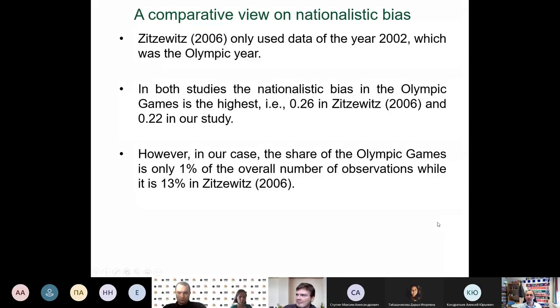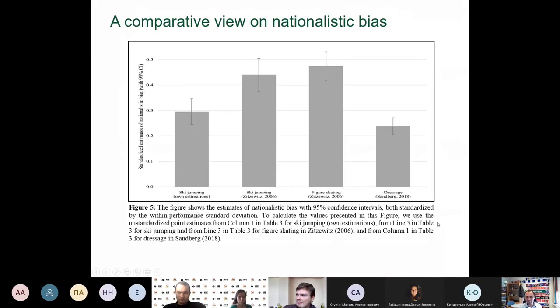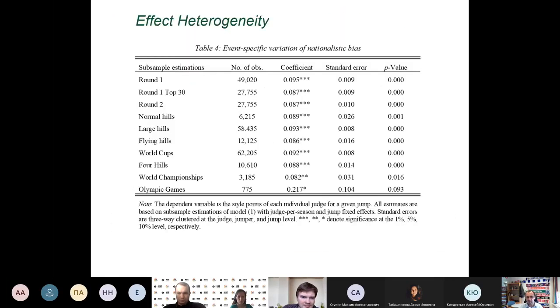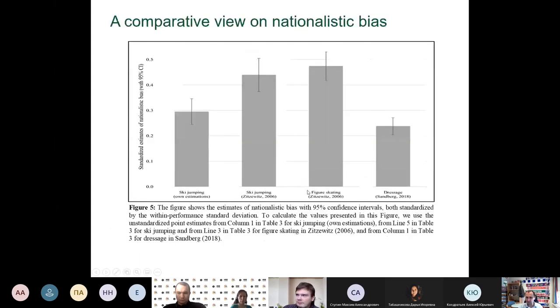So why are we so different from the other ski jumping paper? Here it comes to data. Because Zitzewitz only used data from the year 2002, which was the Olympic year. And in both studies, the nationalistic bias in the Olympic Games is the highest: 0.26 in Zitzewitz and 0.22 in our study. So Olympic Games, they really differ.